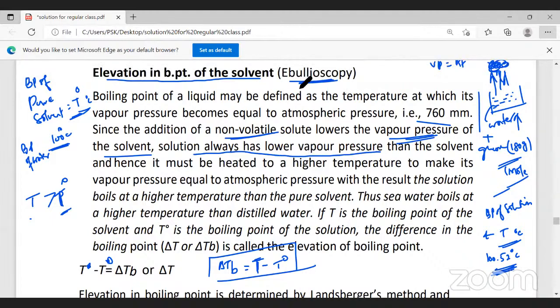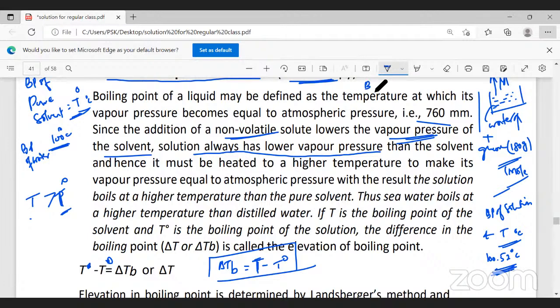We have learned in the previous classes that boiling point is inversely proportional to vapor pressure. When you add glucose, vapor pressure decreases. When vapor pressure decreases, the boiling point increases. A solution has lower vapor pressure than the solvent, and hence it must be heated to a higher temperature to make its vapor pressure equal to atmospheric pressure. As a result, the solution boils at a higher temperature than the pure solvent. All this is the theory part which I have explained. So the boiling point of the solution will be greater than the boiling point of the solvent.